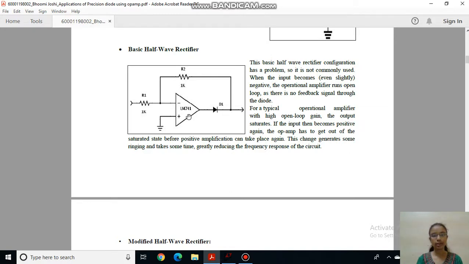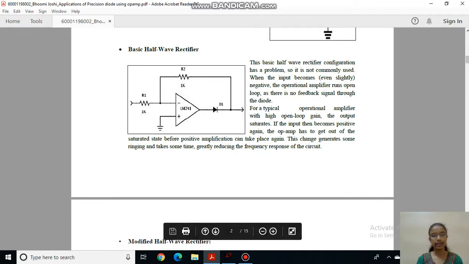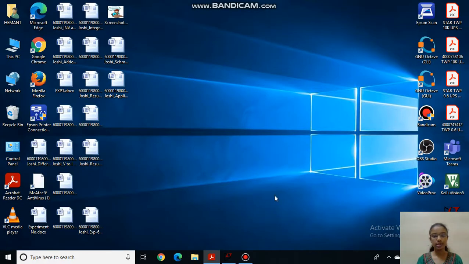And in negative half cycle we will get output as 0 because if negative voltage is applied to the diode, then it will not conduct and diode will be short circuited. So let us understand this operation with the help of simulation.